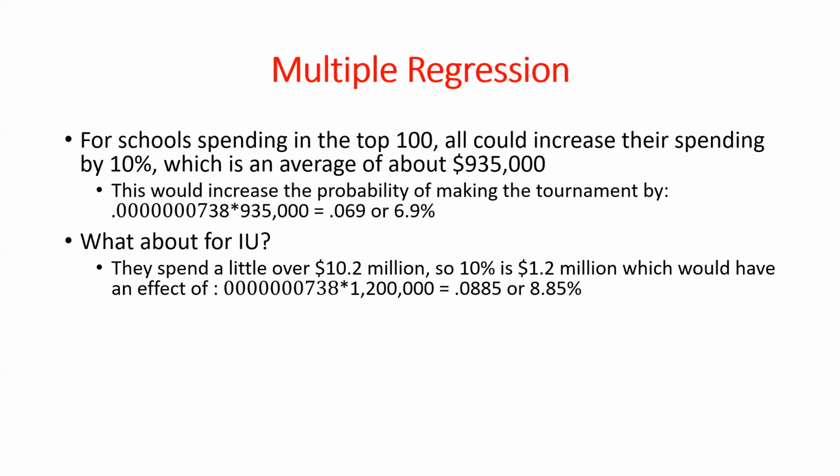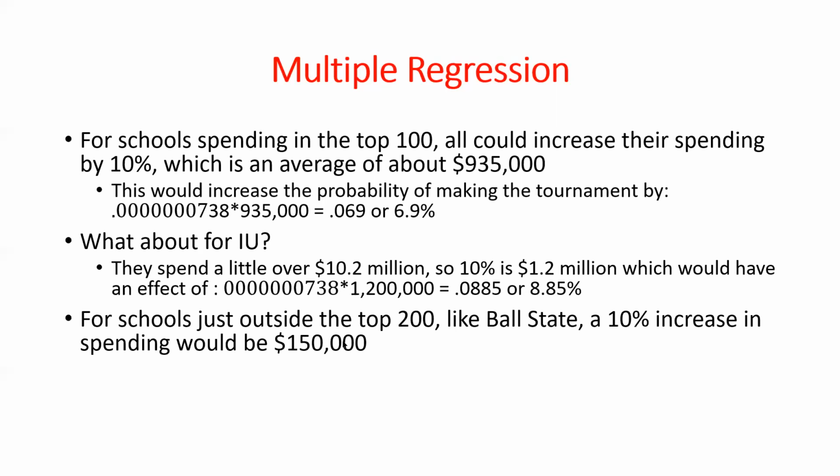What's the greatest I can increase my probability? 100%, going from 0 to 1, but here an 8% or 9% increase is pretty good. What about schools just outside the top 200, like Ball State?